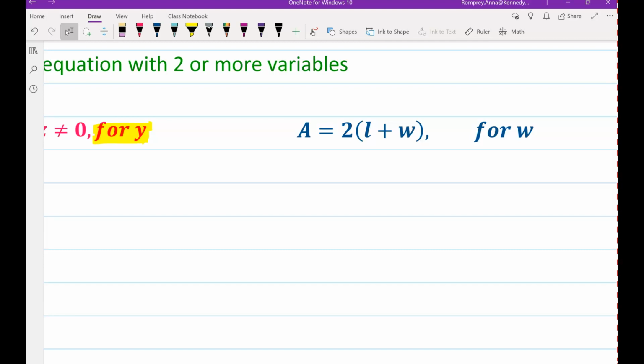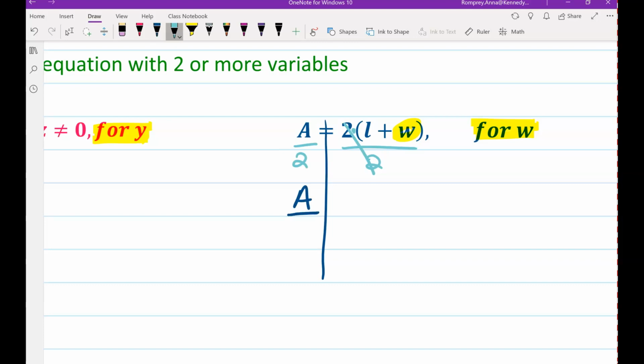So A equals 2 times the quantity L plus W, and we're solving for W. So I'm trying to isolate W. So again, I would look at this and normally I'd be like, ooh, I want to distribute my 2, but I don't, because I don't want to get 2 times W. No, I don't want to do that. I want to get rid of the 2 because I'm trying to get W by itself. So I'm going to start with that. So since it's 2 times the quantity, I'm going to divide both sides by 2 so I can quickly cancel out that 2.